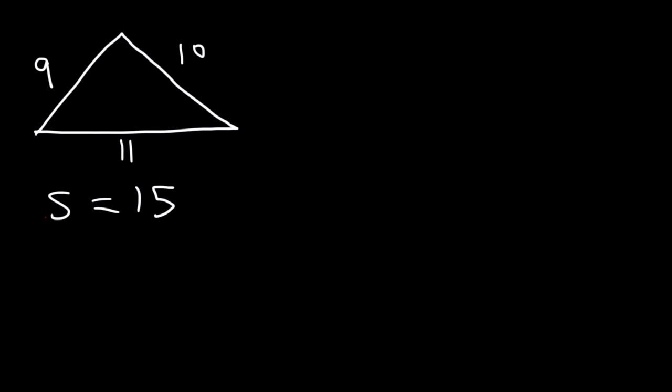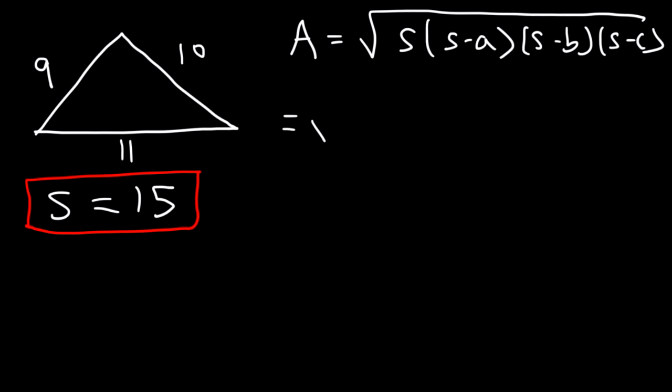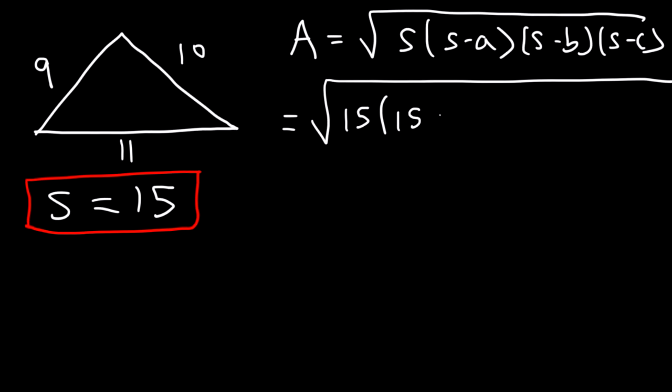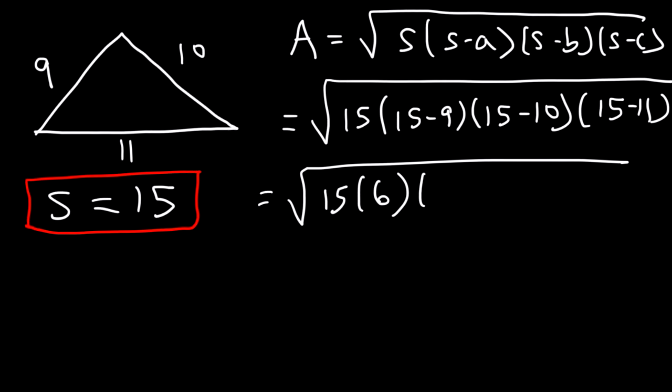Now that we have the value of s, we can use Heron's formula to find the area. It's going to be the square root of s times (s minus a) times (s minus b) times (s minus c). s is 15, so it's going to be 15 minus 9 times 15 minus 10 times 15 minus 11. 15 minus 9 is 6, 15 minus 10 is 5, 15 minus 11 is 4.